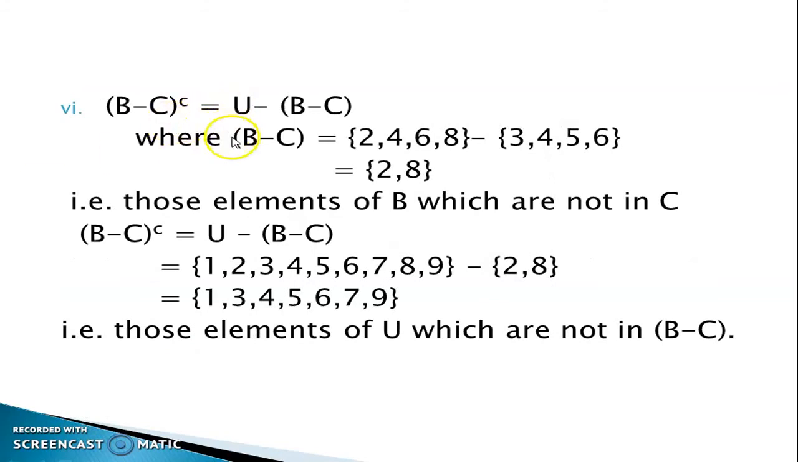B minus C whole complement is equal to U minus B minus C set, where B minus C is equal to B set minus C set, which is 2 and 8. That is, those elements of B which are not in C. B minus C complement will be equal to universal set minus B minus C set, which is equal to 1, 3, 4, 5, 6, 7 and 9. That is, those elements of U which are not in B minus C.